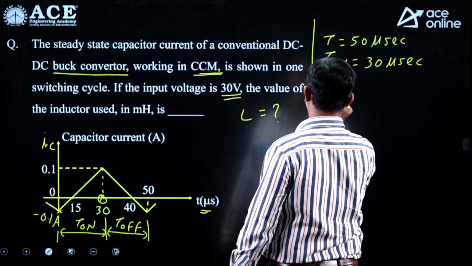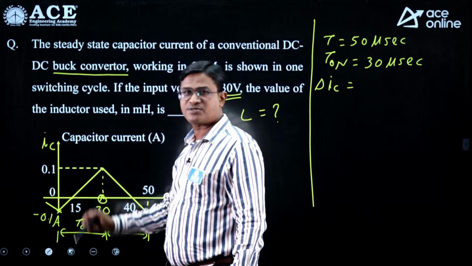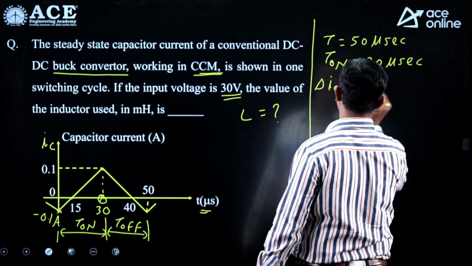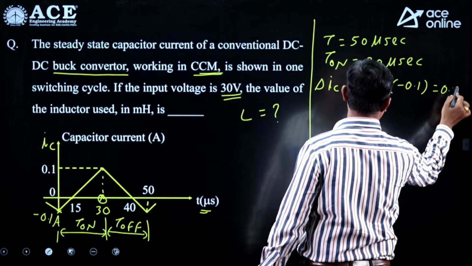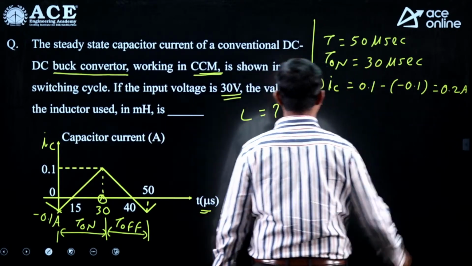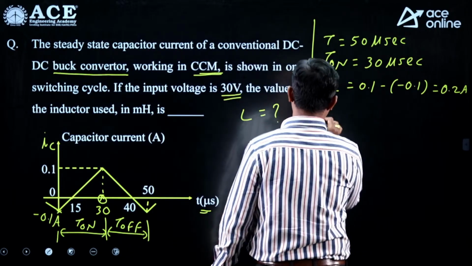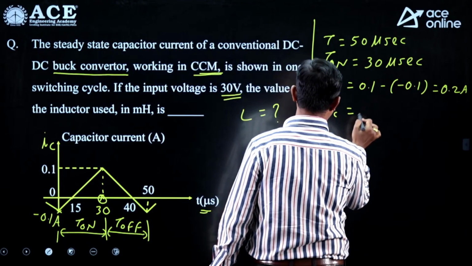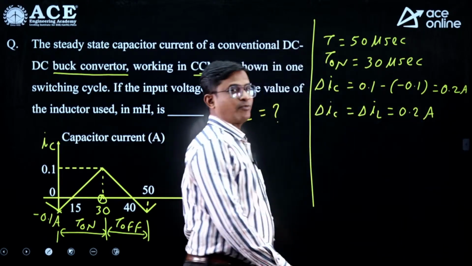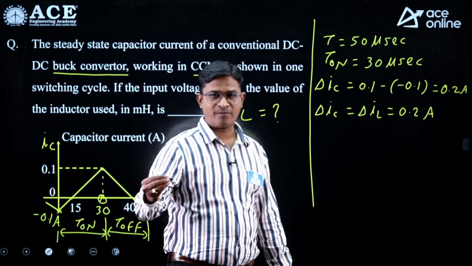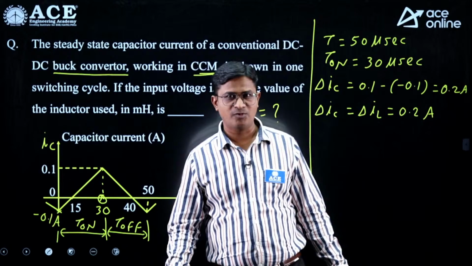And what is the delta IC here, the change in capacitor current? Delta IC equals, it is changing from minus 0.1 to plus 0.1, so it is 0.1 minus of minus 0.1, that is equal to 0.2 ampere. So my delta IC is 0.2 ampere, right? But for the buck converter, my delta IC and delta IL are both the same. Check our capacitor current plot for the buck converter. It is changing from minus delta IL by 2 to plus delta IL by 2. So my delta IC and delta IL are both the same, right?